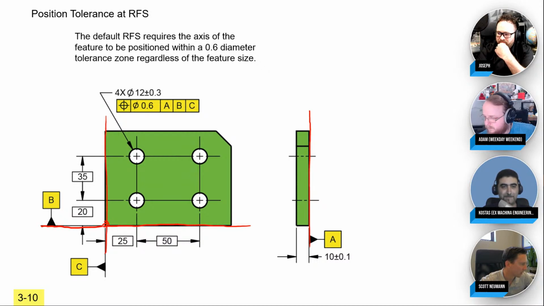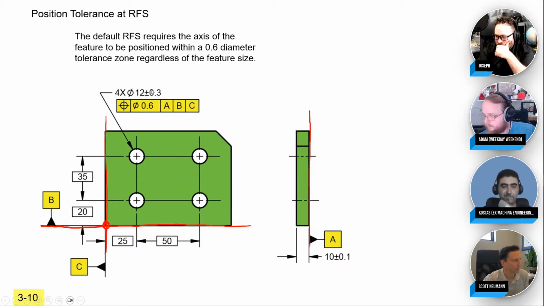So the goal is to create a Cartesian coordinate system, basically a coordinate system of how your part aligns in the assembly. And then with position tolerance, you specify where you want the holes to be. I want the holes to be at 25 millimeters, 50 millimeters, 20, 35. Those define what we call the true position. True in our standard means perfect. So the perfect position is set by your basic, theoretically exact dimensions.